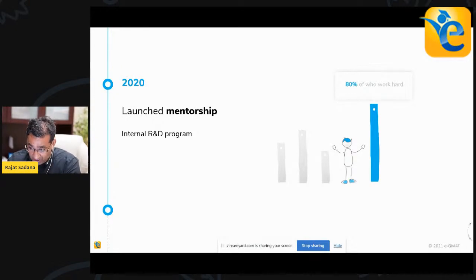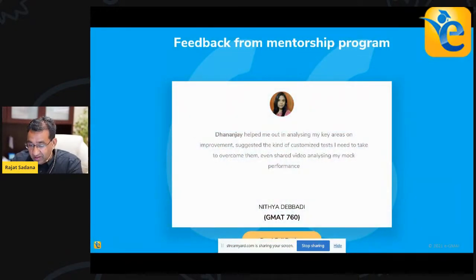80% of students who worked hard, who followed and executed on those plans, got to their target score. And this is, as I said, an internal R&D program. Even though we didn't charge any student any money for this, we spent about $1,500 of R&D money per student to achieve that. And here's some of the success that you see over here. As you read the success, you'll really see areas that I talked about, highlighting key areas of improvement. All of these students, when they got into mentorship, were already at a certain 70th percentile ability level. And by giving them these customized tests, we were able to help them improve.